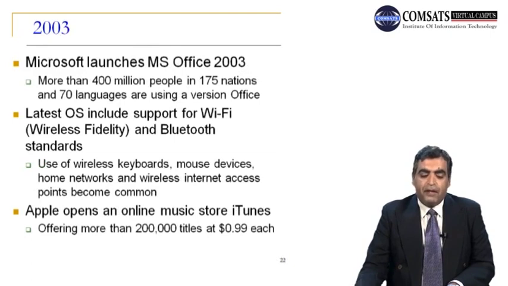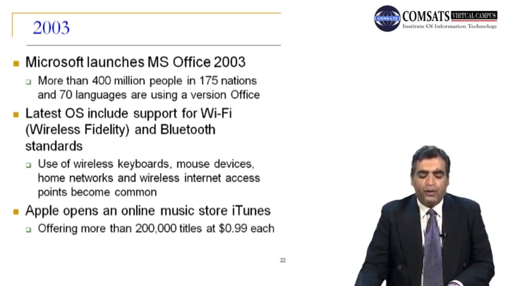In year 2003, Microsoft launches MS Office 2003. More than 400 million people in 175 nations and 70 languages are using a version of MS Office. Latest operating systems in the same year started including support for Wi-Fi, which is short for wireless fidelity, and Bluetooth standards. So using the Wi-Fi technology and Bluetooth, the use of wireless keyboards, mouse devices, home networks, and wireless internet access points become common. Now it is easy to browse and connect to the world using different devices and not using the cable.